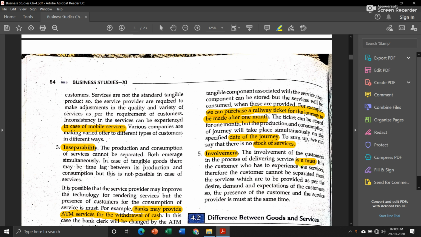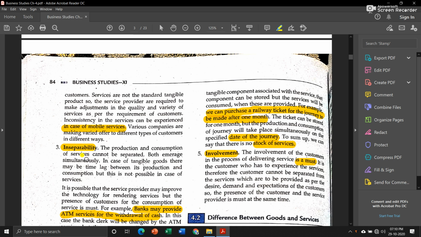Until and unless there is a customer to receive that service, we cannot say that this is a business service. It is the customer who has to experience the services. Therefore, the customer cannot be separated from the services, which are to be provided as per the desire, demand and expectations of the customers. So the presence of the customer and the service provider is a must at the same time.